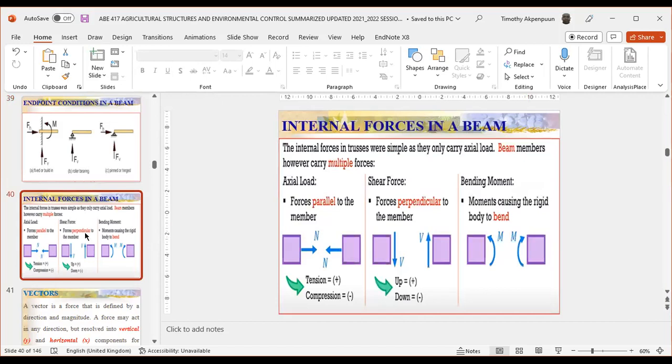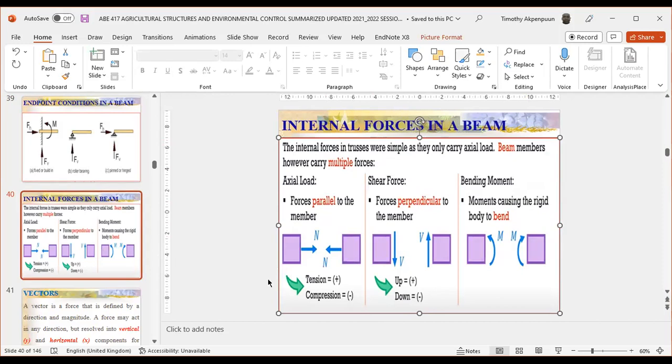Internal forces in a beam. So the internal forces in trusses were simple as they only carry axial load. Beam members, however, carry multiple loads. I even talked about trusses here, but okay, it's okay. Let's go. Axial loads.